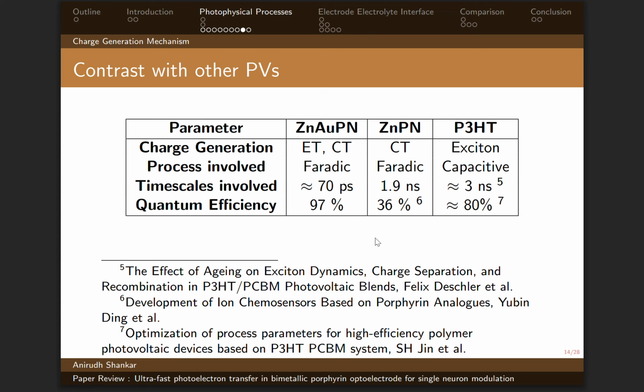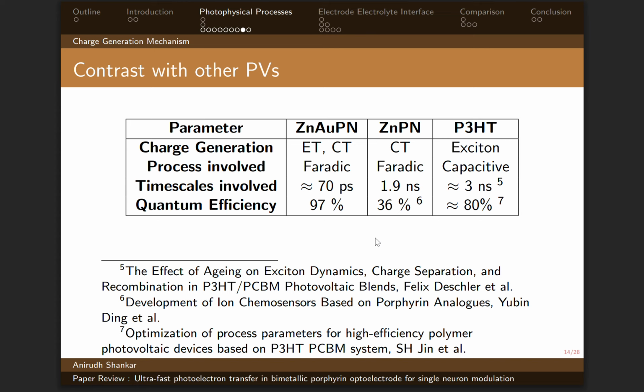And contrasting whatever we saw till now, the charge generation mechanism in zinc gold porphyrin can take place via energy transfer and charge transfer, whereas in zinc porphyrin, it is only a charge transfer mechanism. And in a P3HT based material, it is only via the formation of an exciton. The processes involved here are also slightly different. In zinc gold porphyrin and zinc porphyrin, the mechanism is Faradaic. We shall see what the Faradaic mechanism is moving on. And in P3HT, the mechanism is capacitive.